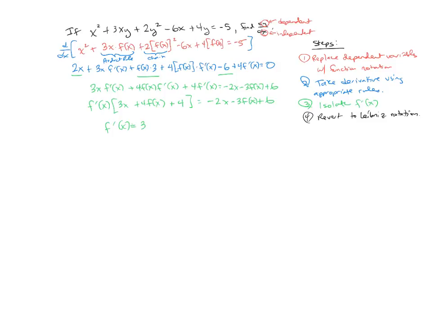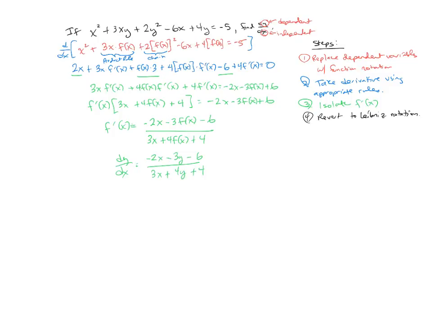Oops. With my eraser. There it is. So that would be negative 2x minus 3f of x minus 6 all over 3x plus 4f of x plus 4. And I'm going to switch this to Leibniz notation now. It should be dy dx equals negative 2x minus 3y minus 6 all over 3x plus 4y plus 4.